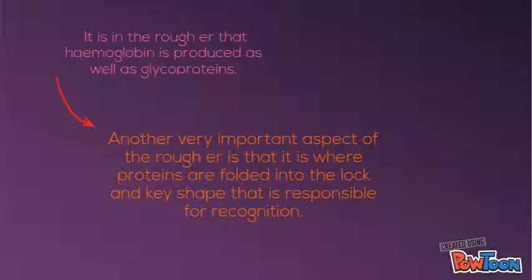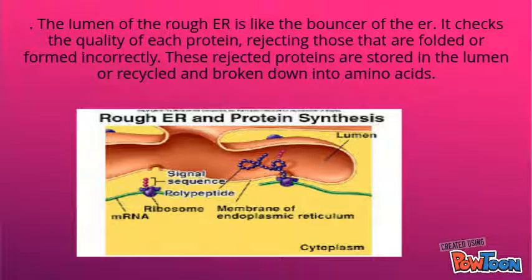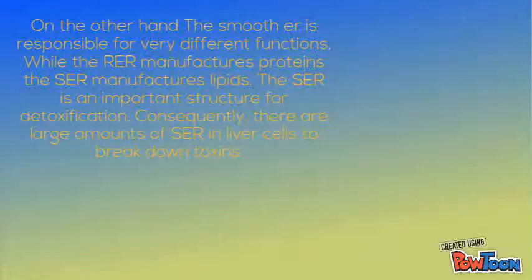Another very important aspect of the rough ER is that it's where proteins are folded into the lock and key shape that is responsible for recognition. The lumen of the rough ER is like the bouncer of the ER. It checks the quality of each protein, rejecting those that are folded or formed incorrectly. These rejected proteins are stored in the lumen or recycled and broken down into amino acids.